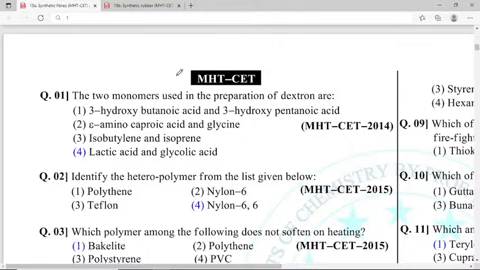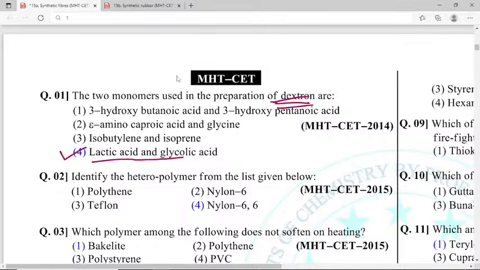Now start the questions from synthetic fiber, that is, introduction to polymer chemistry. The two monomers used in the preparation of dextran are lactic acid and glycolic acid. So these are the example here, dextran.